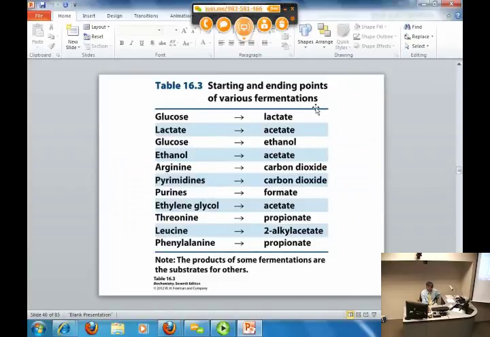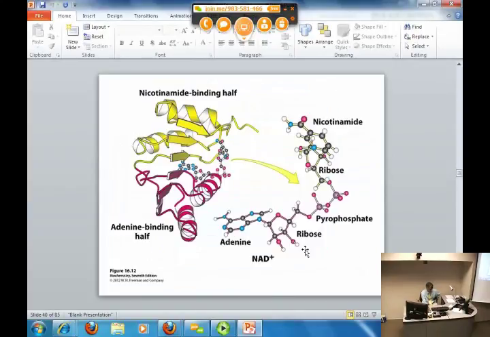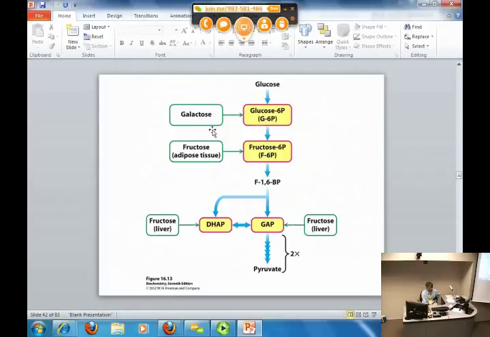These are the starting and end points of various fermentation reactions: glucose to lactate, acetate; glucose to ethanol, acetate. See, you have a starting point and an end point. Some of the microbes will use this as a substrate and produce this toxic product. And this is the nicotinamide binding half, showing how NAD is binding. This is a cartoon explaining that.